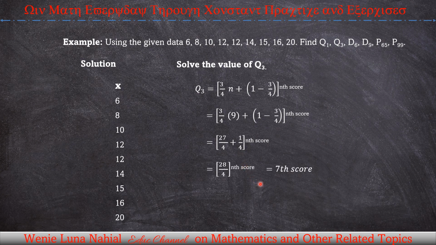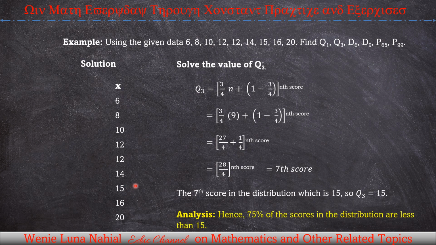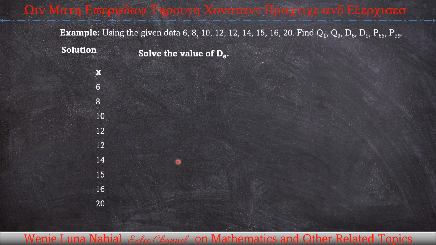That means the 7th score. So you count 1, 2, 3, 4, 5, 6, 7. The 7th score is 15. So the 7th score is 15. That means 75% of the observations are below 15. That's our analysis. Okay? Next, we have to get D sub 6, decile 6.